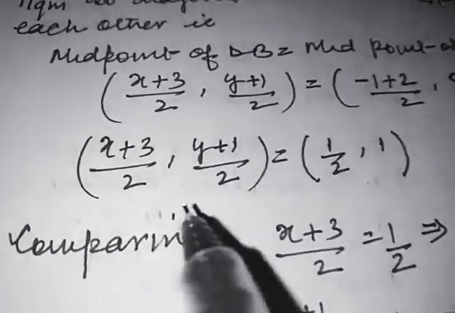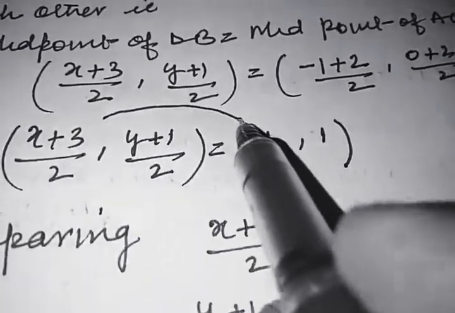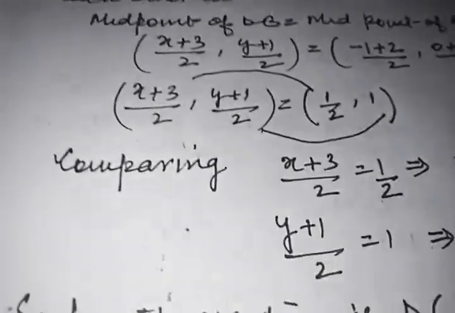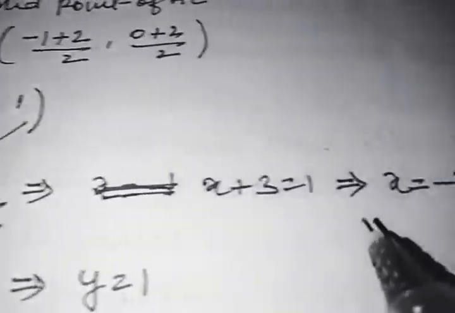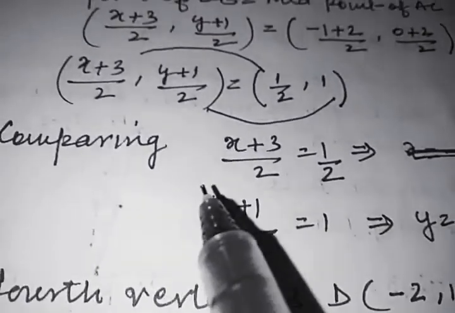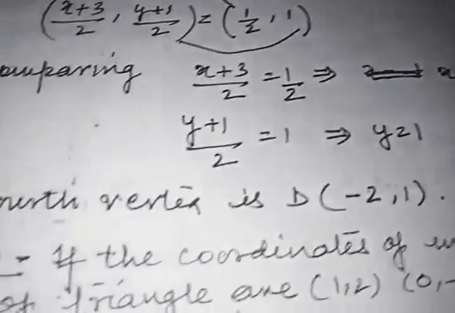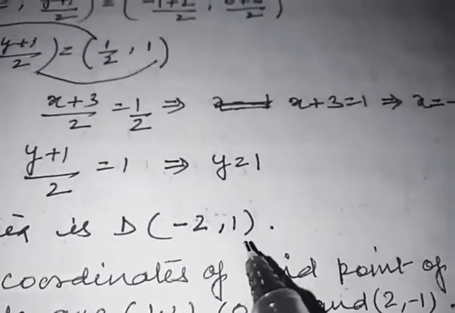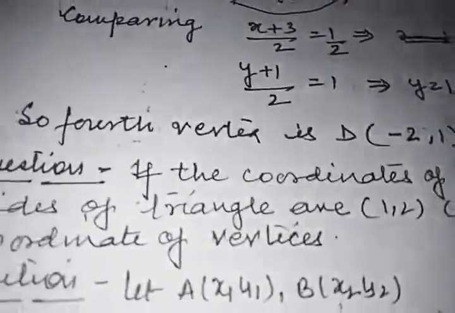So now, if two ordered pairs are equal, then x will be compared to x here, and y will be compared to y here. So I'm comparing x plus 3 by 2 is equal to half. We get x is equal to -2, and y plus 1 by 2 is equal to 1. So y will be equal to 1. So the fourth vertex is D(-2, 1). The value of x is -2, y is 1. So it will be (-2, 1).